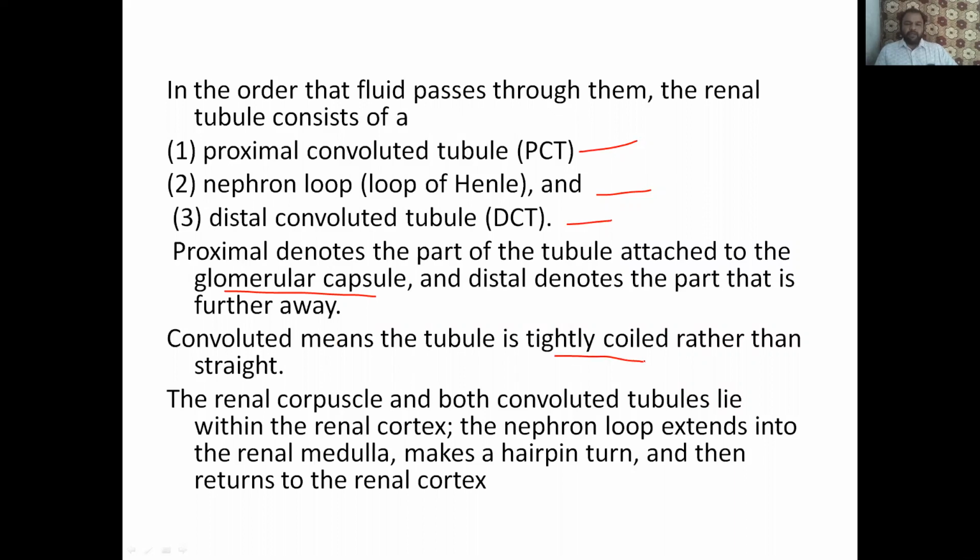The renal corpuscle and both the convoluted tubules lie within the renal cortex. बार बार मैं बोल चुका हूँ, फिर से बता रहा हूँ, ये कहाँ पे होता है? Renal cortex में. The nephron loop extends deep into the renal medulla, makes a hairpin turn, and then again returns to the renal cortex. नेफ्रॉन का लूप है, अंदर मेडुला में गया, हेयरपिन टर्न लिया, फिर से ऊपर उठा, कॉर्टेक्स में आया. तो इनकी जर्नी है.